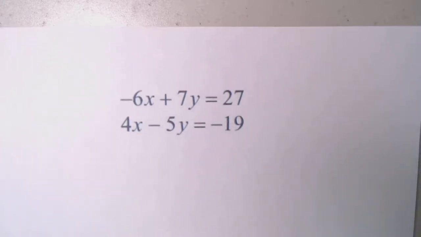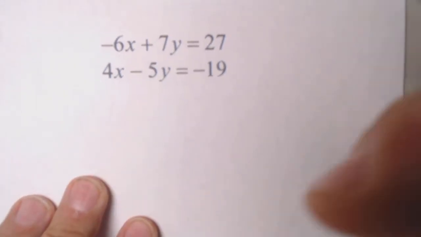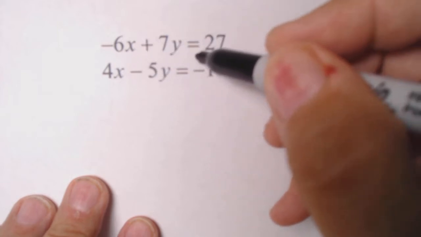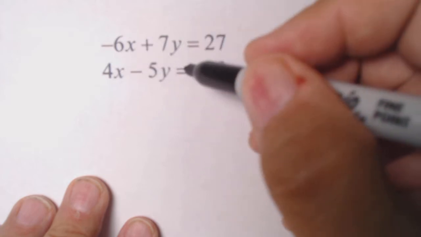Okay, well, let's see what we got coming up next here. Here's another system. Look at this one. Both of them are in standard form. That's nice. But now, which variable are we going to try and eliminate?